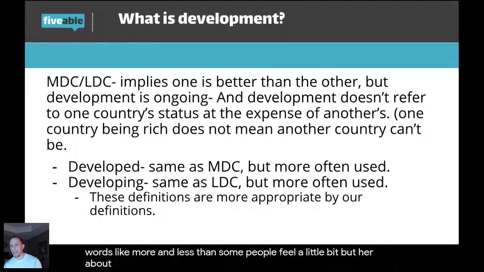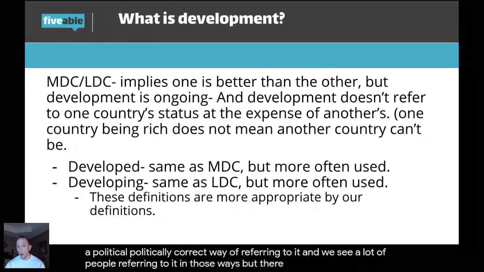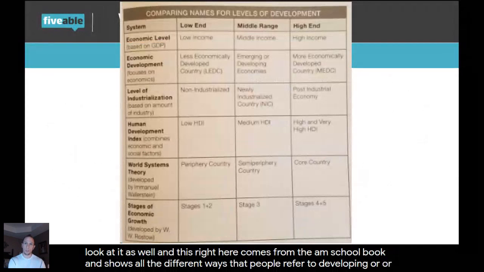So developed and developing is probably a little bit more of a politically correct way of referring to it, and we see a lot of people referring to it in those ways. But there are other ways you can look at it as well. And this right here comes from the AMSCO book and shows all the different ways that people refer to developing or developed countries.